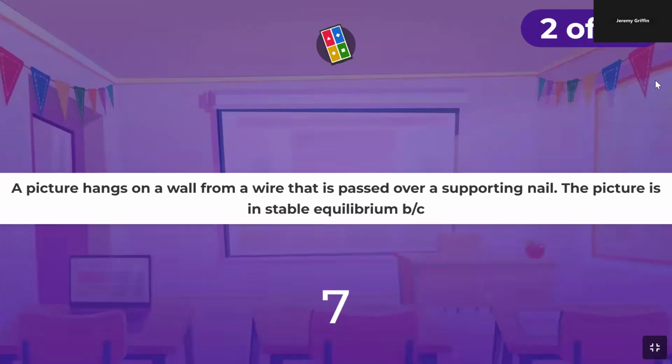Picture hangs on a wall from a wire passed over the supporting nail. The picture is in stable equilibrium because.